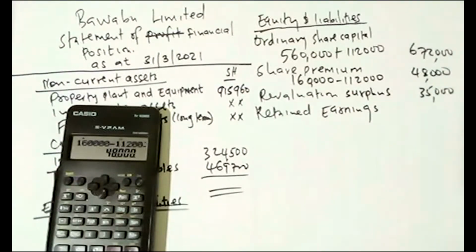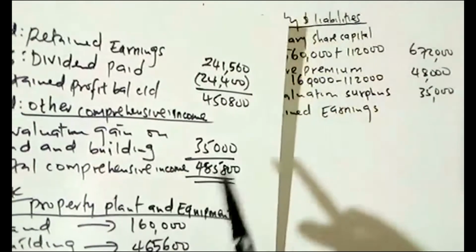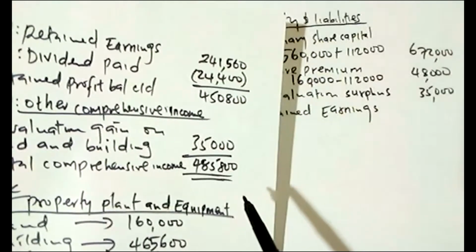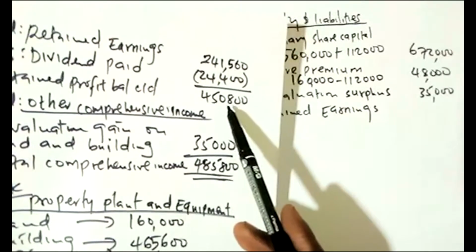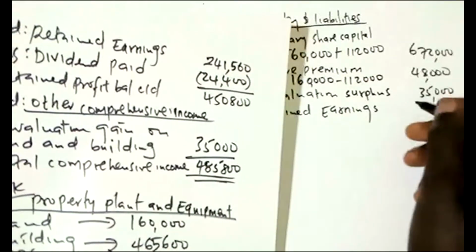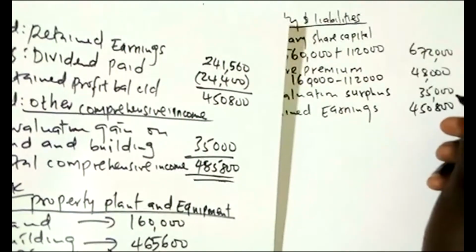So what about the retained earnings? For the retained earnings, that is from our income statement. From our income statement, we have the retained profit, the balance carried out. So remember, we have the 450,800. This balance here.